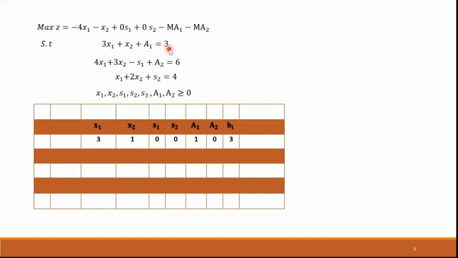Writing the coefficients of all the variables from the first constraint as the first row. उसके बाद second constraint लेना है, उसमें से भी coefficients of x1, x2 etcetera लिखने हैं हमको. तो 4, 3, s1 is -1, s2 is not there in the second constraint, a1 is also not there in the second constraint, a2 is 1, and bi is 6. Third constraint में x1 is 1, x2 is 2, s1 is not there 0, s2 के बदले 1, a1 भी नहीं है, a2 भी नहीं है, bi is equal to 4.